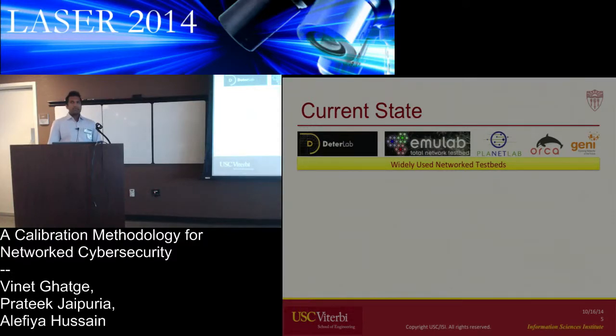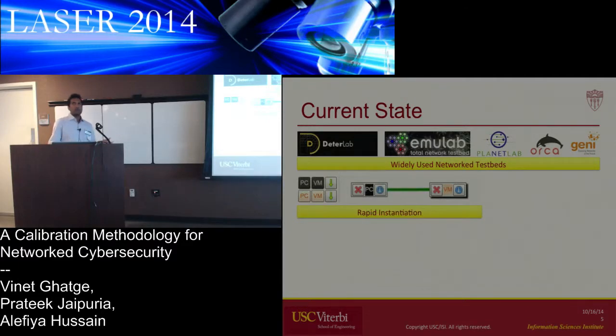What these testbeds do today is provide the experimenter with a set of tools that encourages the experimenter to describe their experiment topology at a very high abstract level, where you represent different parts of your topology using nodes, and then the focus is on interconnections. How do you interconnect these nodes? And this experiment abstraction has been very successful. It has its own advantages. Right? Rapid instantiation is one of those.